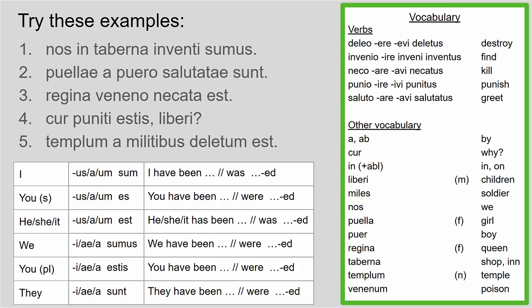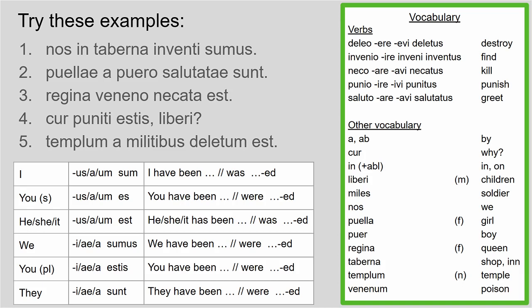So now I'm going to look for a feminine noun. Regina necata est makes sense. So Regina, the queen, has been killed. Then I've got veneno, it's an instrumental ablative, by poison. The queen has been killed by poison or with poison.